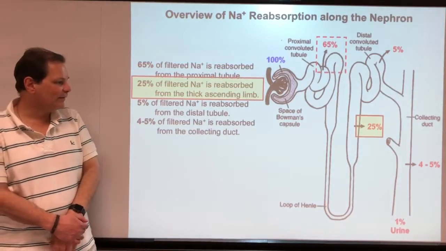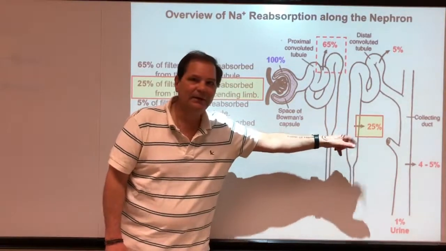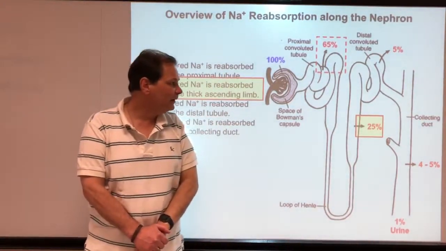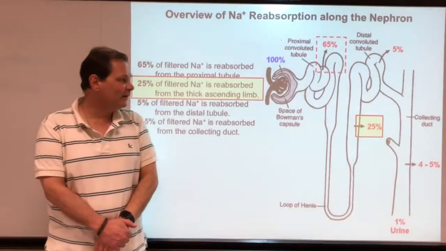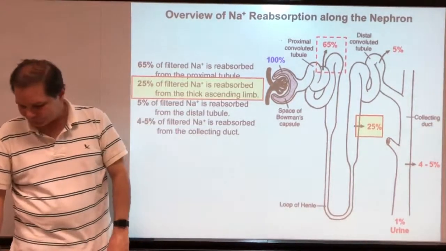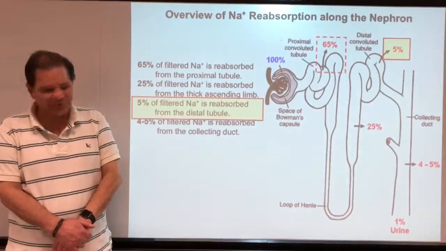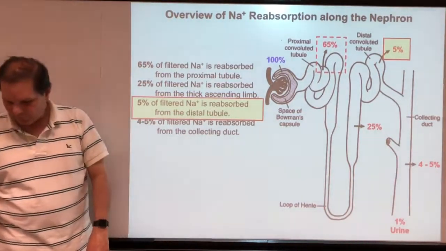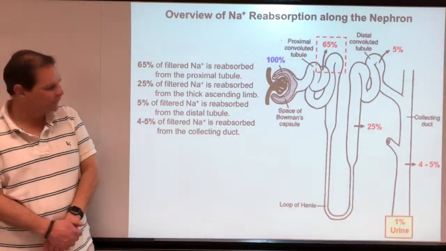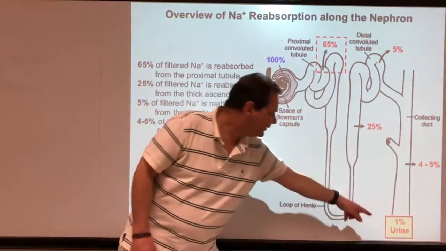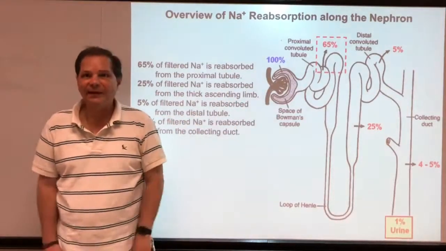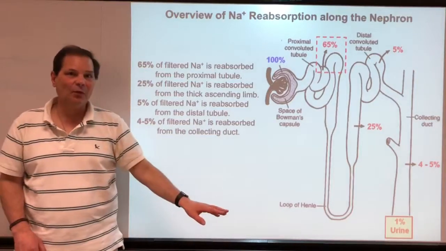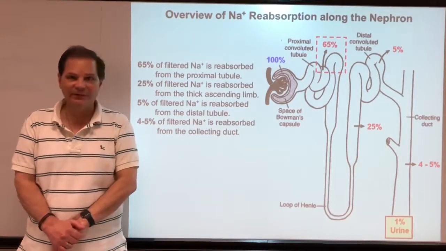25% is reabsorbed in the ascending loop of Henle. There is a specialized sodium transporter, the sodium-potassium 2-chloride co-transporter, that takes care of that. 5% is reabsorbed in the distal convoluted tubule. 5% is reabsorbed in the collecting duct. And then about 1% ends up in the urine, okay? So that's a quick round the horn there. Sodium is pretty much reabsorbed in every segment.